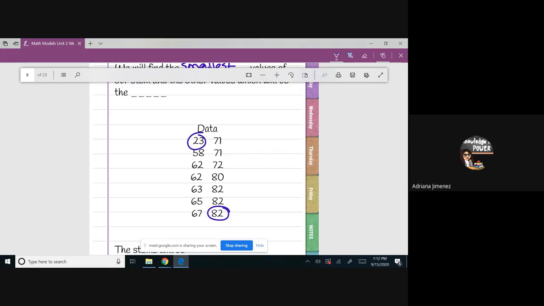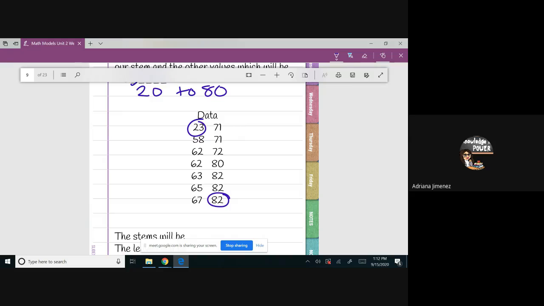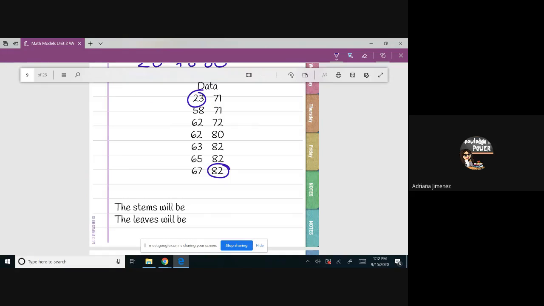So that means that we're going to do our stems. Our stem is going to be from 20 to 80. All right, that's what it is. The first thing you do is just figure out the smallest to the biggest. So our stem is going to be the first number, and the leaves are the second.